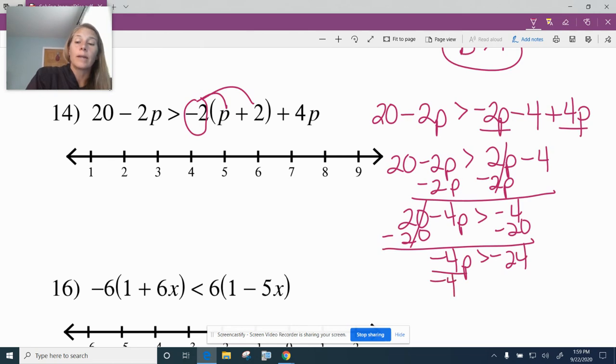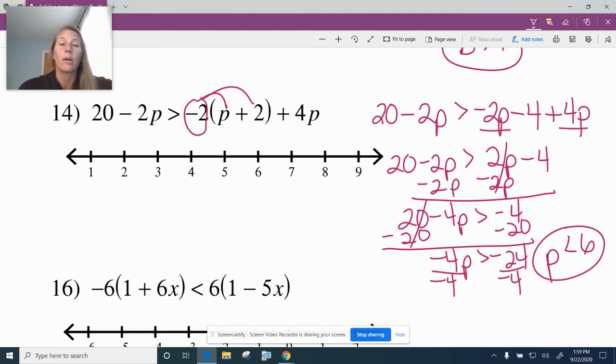And then I'm going to divide by -4 so that I can get my +6. And I have to change the direction of my inequality sign because I divided by a negative. So open circle at my 6. p is less than 6. Less than numbers are to the left, and my graph of my inequality would look like that. All right, a couple more.